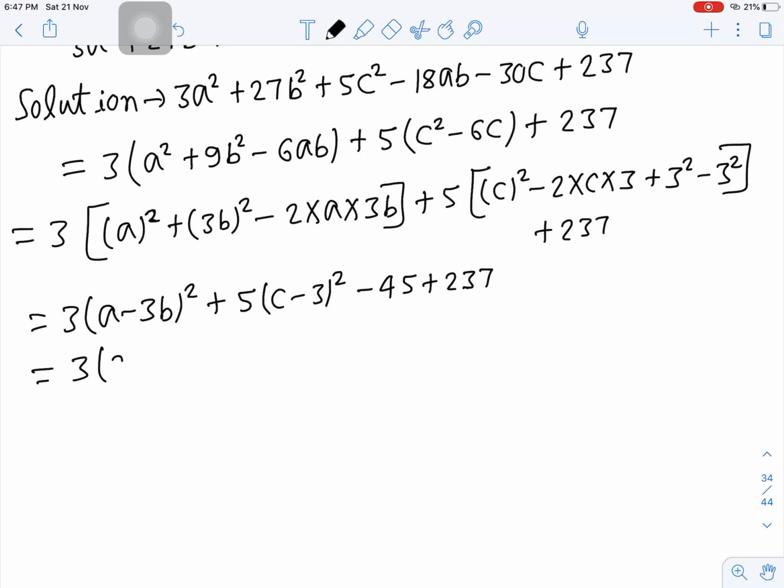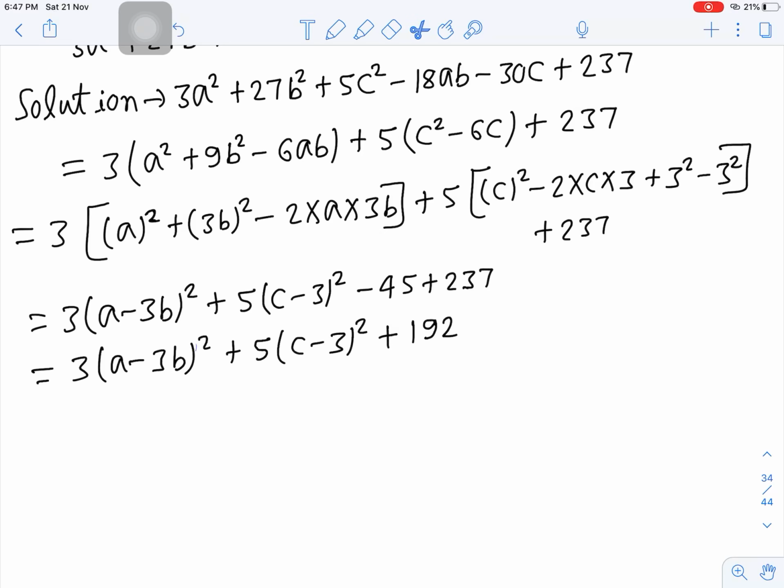Okay, so you are getting 3 times (a minus 3b) whole square plus 5 times (c minus 3) whole square, and then 237 minus 45. It is nothing but 192.